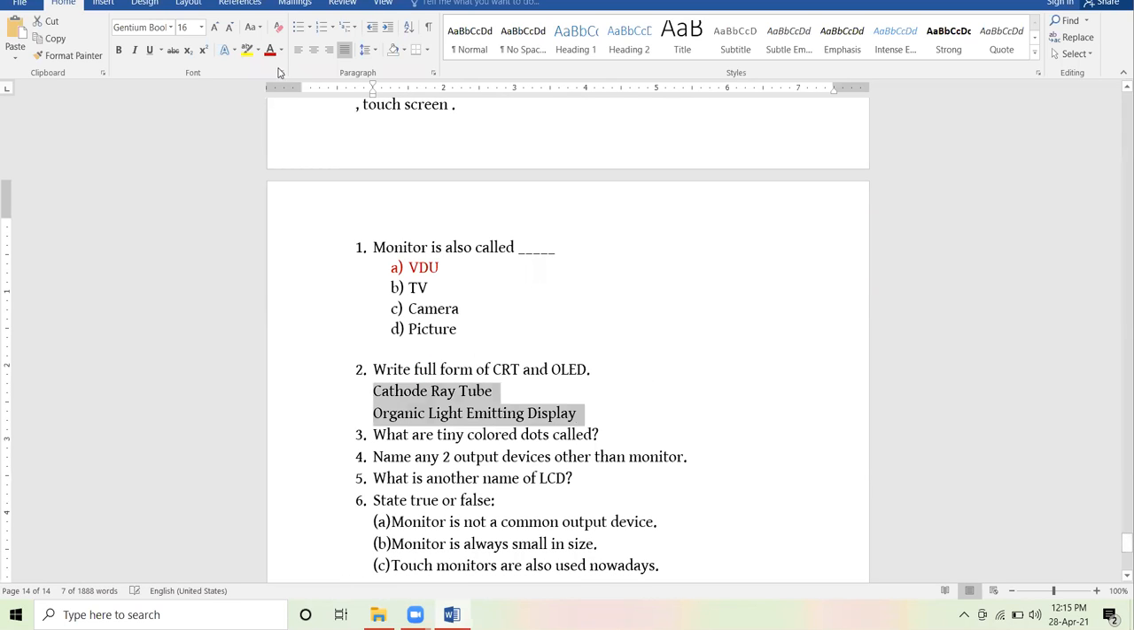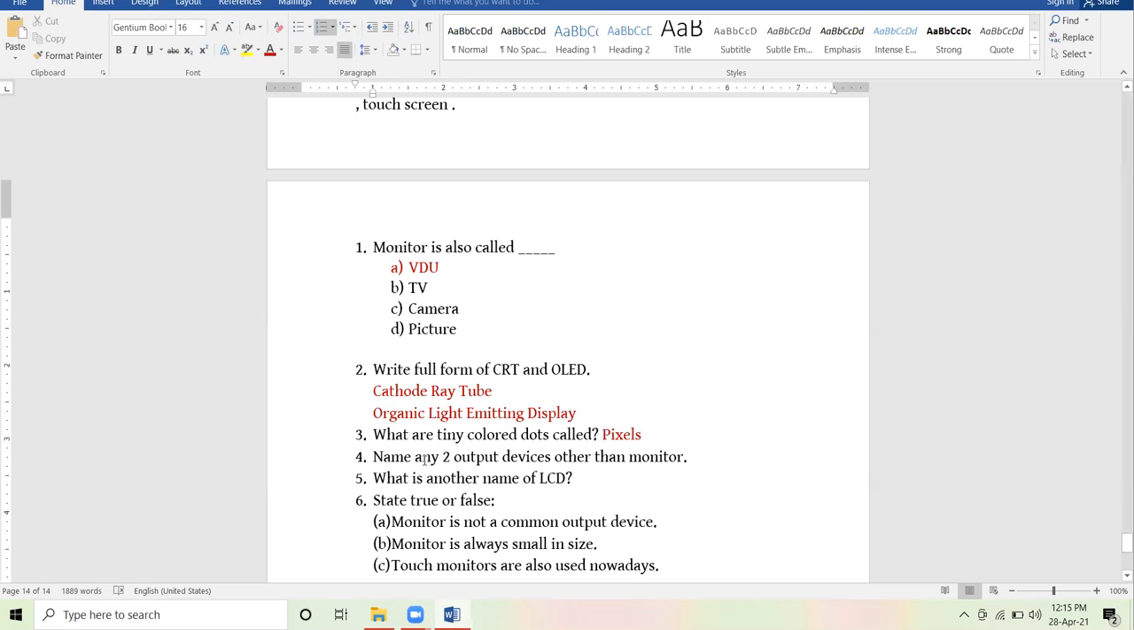So I am just changing the color. What are tiny colored dots called? Yes, Gia. Pixels. Very right, Gia. Very good response. Pixels. Nice.